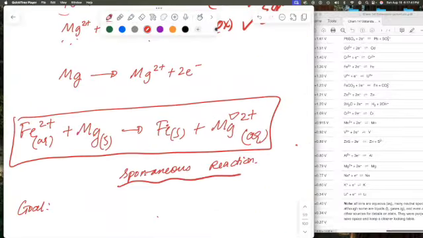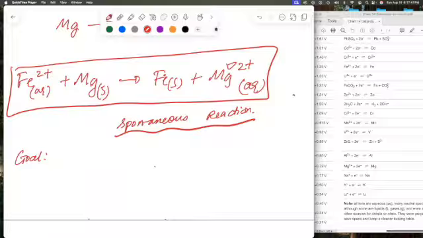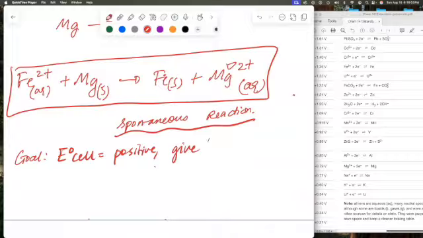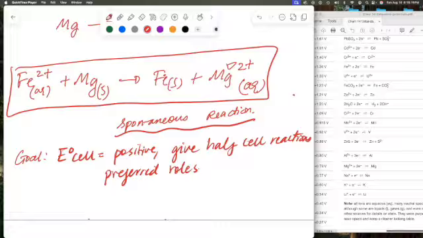So for the most part, in this question here, the goal is to try to create a setup where you can get an overall E of the cell as a positive number. So the goal is to get the E standard of the cell to be positive. And to do that, you have to give half cell reactions preferred roles. If you give the chemicals the roles they prefer that matches with this table, you will get the reward, which would be the E of the cell being positive.